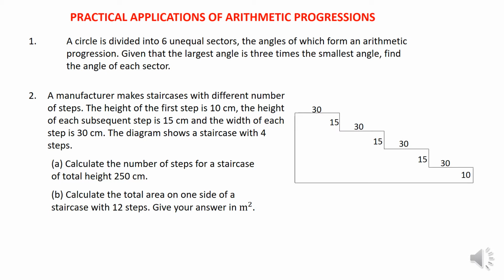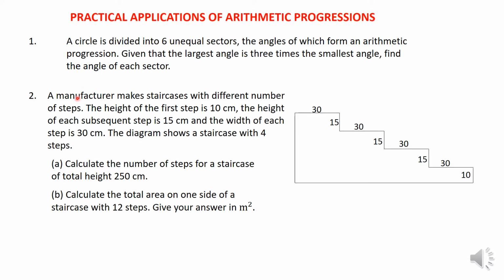Now, what I have here are two questions on practical applications of arithmetic progressions. So, the first one says: a circle is divided into 6 unequal sectors, the angles of which form an arithmetic progression. Given that the largest angle is 3 times the smallest angle, find the angle of each sector.